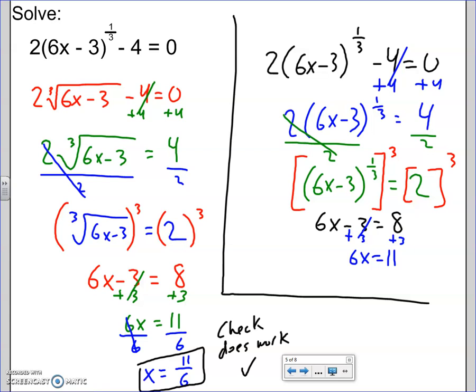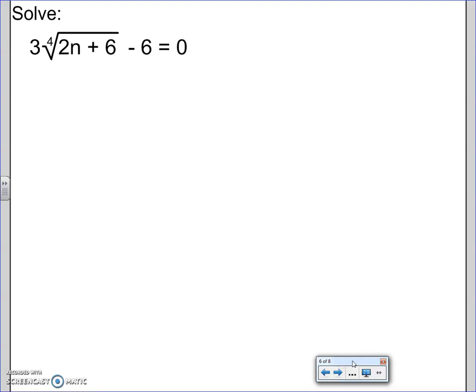You can make it a radical and then use the correct power, or you can leave it as a fraction exponent and then raise the correct power. So just giving you multiple options. Can you still check, which it does work out. All right, 2 more. Here's another one.